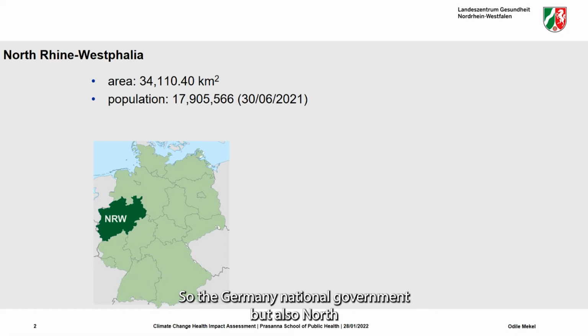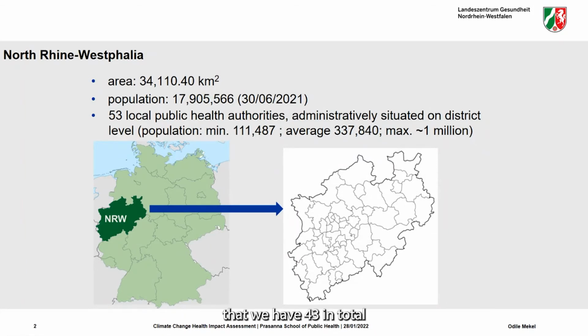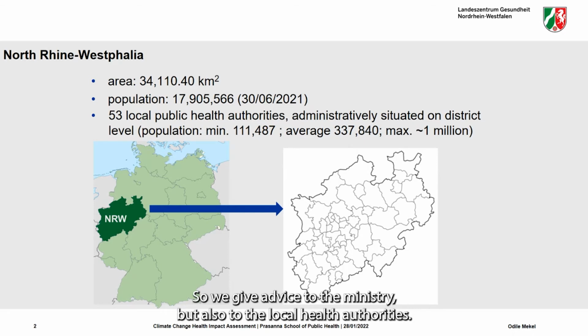There is the German national government, but also the Bundesländer, so North Rhine-Westphalia has its own government with the Ministry of Health, and we give advice to the Ministry of Health in all questions of health, but also to our local public health authorities. We have 43 in total, and the range is from 110,000 inhabitants in one district, so one public health authority for 110,000, up to a large city, Cologne, which is also located in North Rhine-Westphalia, with approximately 1 million inhabitants. So we give advice to the ministry, but also to the local health authorities.